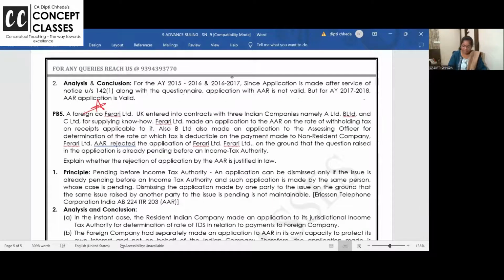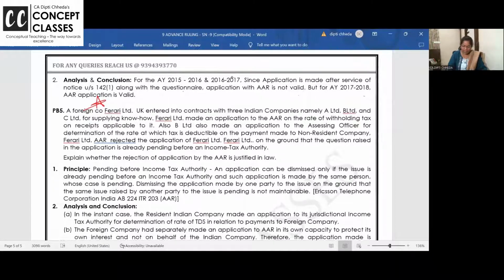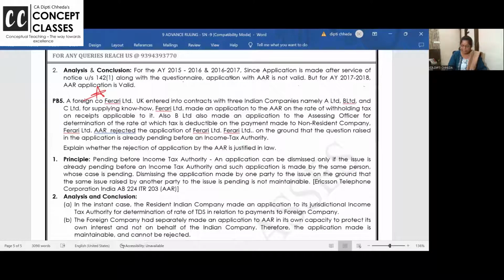A foreign company entered into a contract with 3 Indian companies for technical know-how, and the foreign company made an application to the AAR on the rate of withholding tax on receipts, that is, how much TDS will be deducted from me. Also, B Limited made an application to the AO for determination of the rate at which it should deduct the TDS on payment to the non-resident. The AAR rejected the application of the foreign company on the ground that the question raised in the application is already pending before an income tax authority. Question: explain whether the rejection is justified.